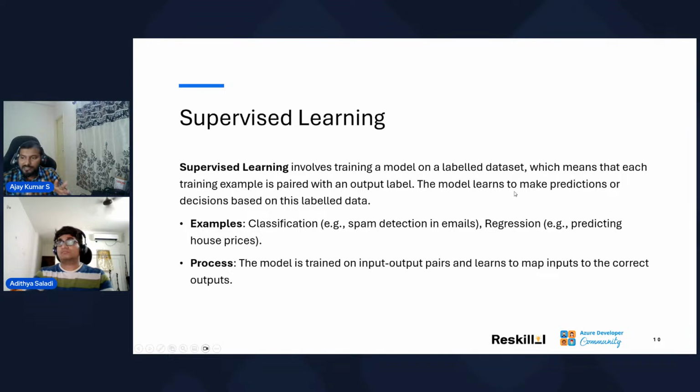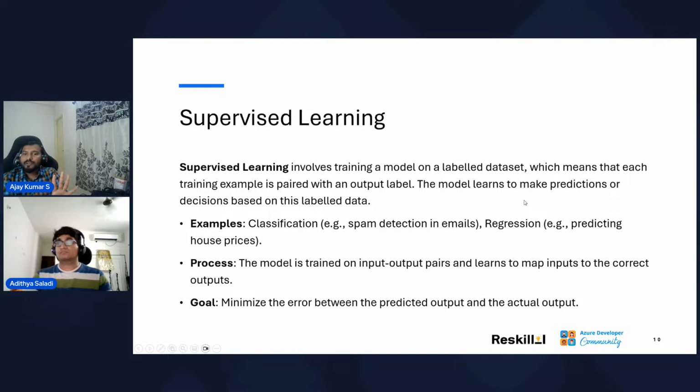The general process is something like this. The model is basically trained with an input-output pair. So for example, if I give this input, this is the output, and then the algorithm learns and tries to map these outputs to the inputs, right? And that's how the system learns. So that's the entire process of supervised learning.